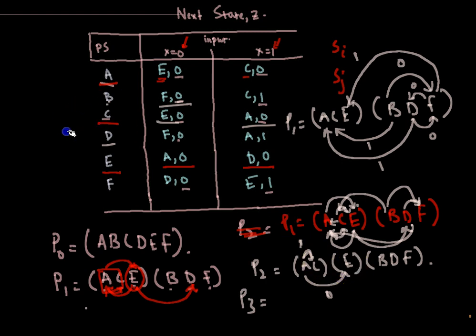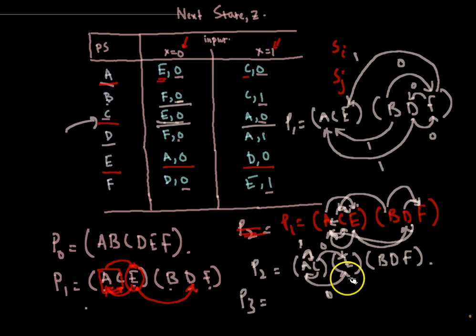For C, we need to check the behavior. For 0 input, that's the third input, remember, we are going to E, and for 1 input we are going to A, and that is to the same set. Now the behavior of A and C are the same.